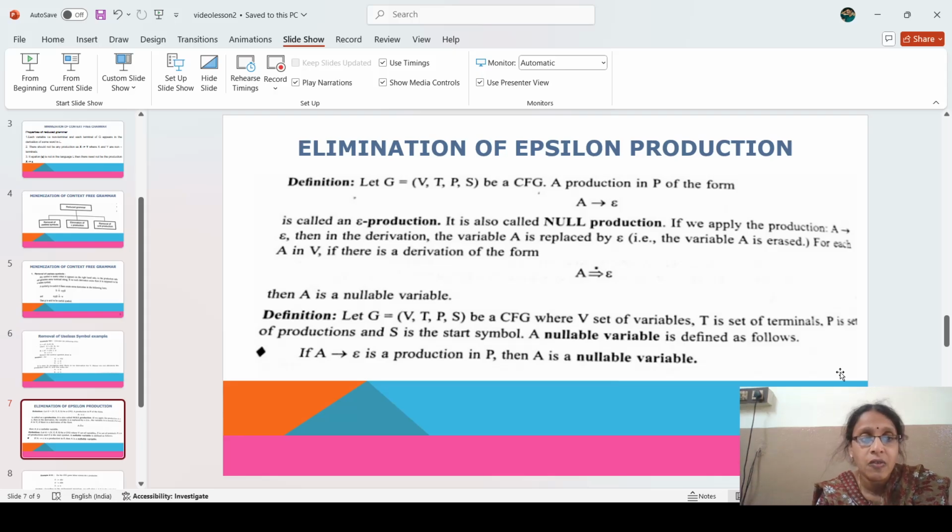For each A in V, if there is a derivation of the form A implies epsilon, then A is also called a nullable variable. Here we take V as the set of variables, T as the set of terminals, P as the productions, and S as the start symbol. A nullable variable is defined as: if A implies epsilon is a production in P, then A is called a nullable variable.